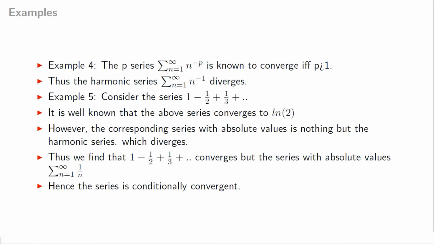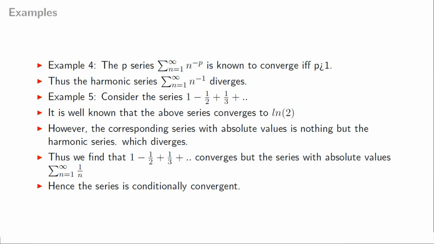Consider the next example, which is closely related to Riemann's zeta function, and this is known as the p-series in mathematical analysis. The p-series is defined as summation n from 1 to infinity of 1/n^p, where p is a real number, and the p-series is known to converge if and only if p is greater than 1. Thus, the harmonic series, that is when p equals 1, diverges.